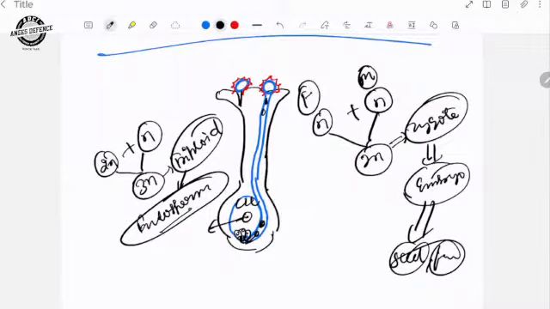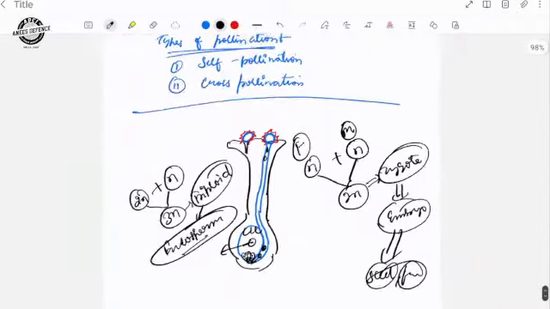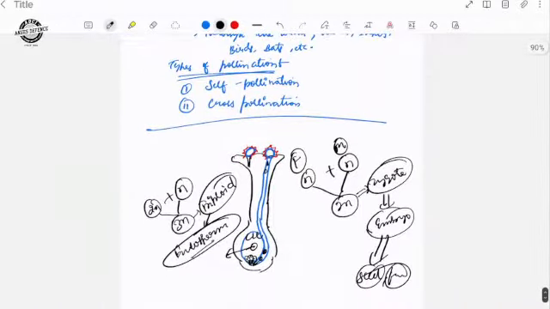We are going to study this post-fertilization part in the next lecture. Today we cover only types of pollination, and after that the post-pollination processes that occur in the flower. We do not have much part left.